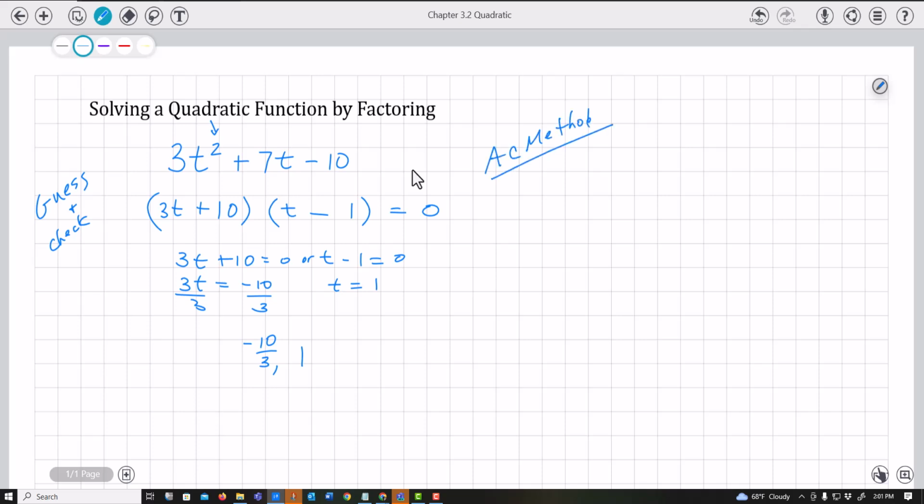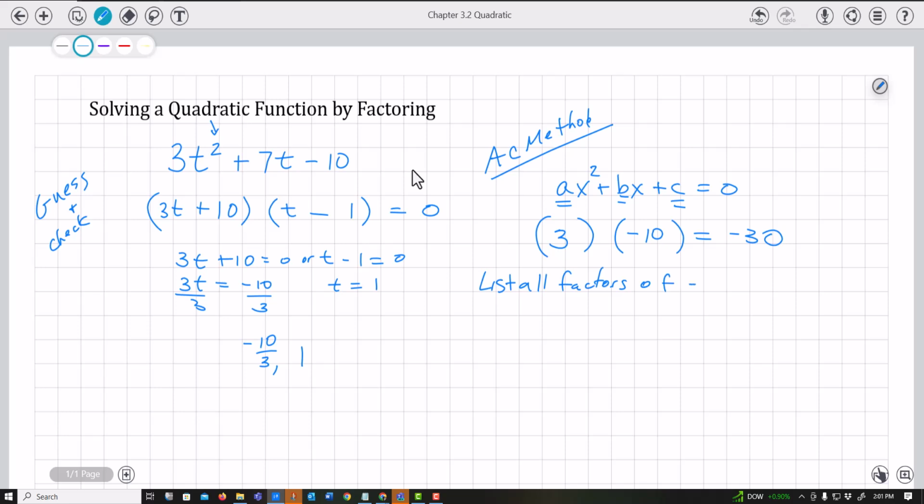And what you do with the AC method is remember that this is what a quadratic function looks like, where the first term is a, in our case 3. This is b, and then c is negative 10. So the AC method says to multiply those two, a times c, and then list all the factors of the AC. And what you're looking for is the two factors that will add to get b.